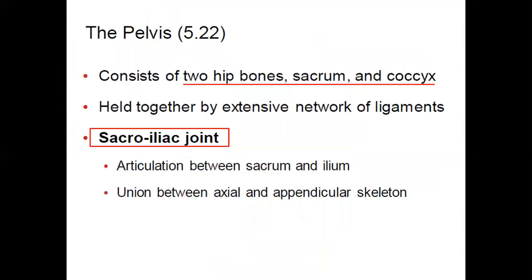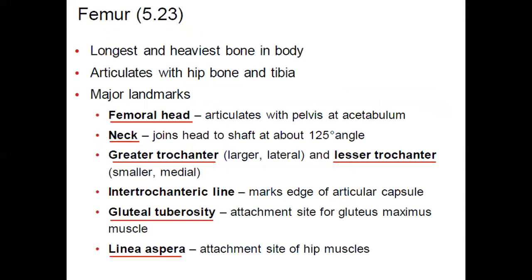The pelvis, like I mentioned earlier, the pelvic girdle is made up of those 2 hip bones, the sacrum and the coccyx. So the sacroiliac joint is where the sacrum, sacro, and the ilium, iliac, form a joint, the sacroiliac joint. On the other side of the hip bone is the femur. The femoral head articulates with the pelvis at the acetabulum, that socket that I just mentioned on the last slide.